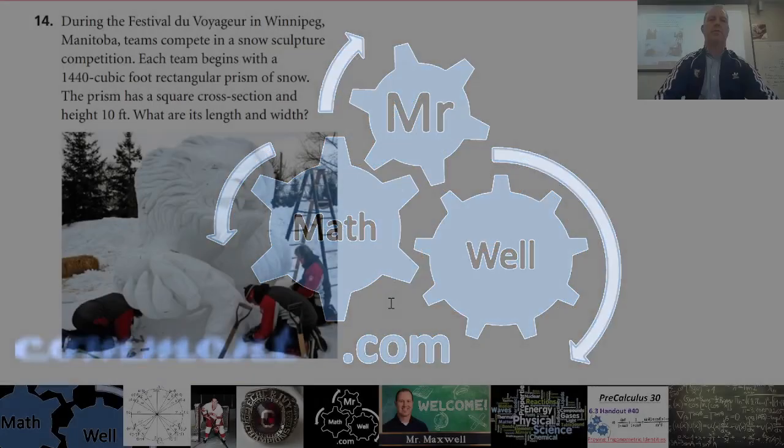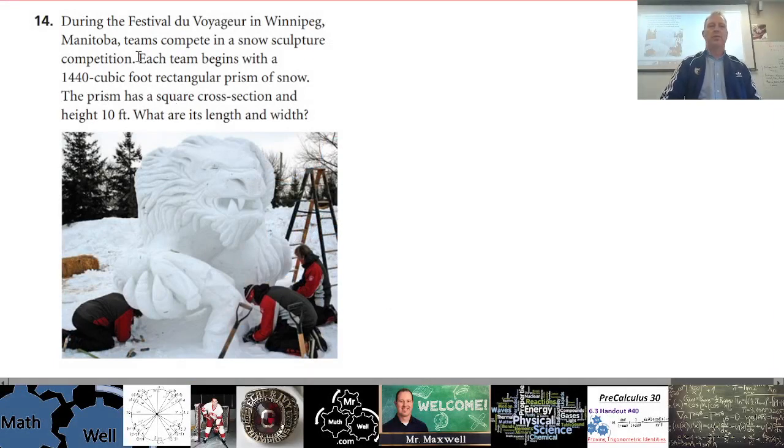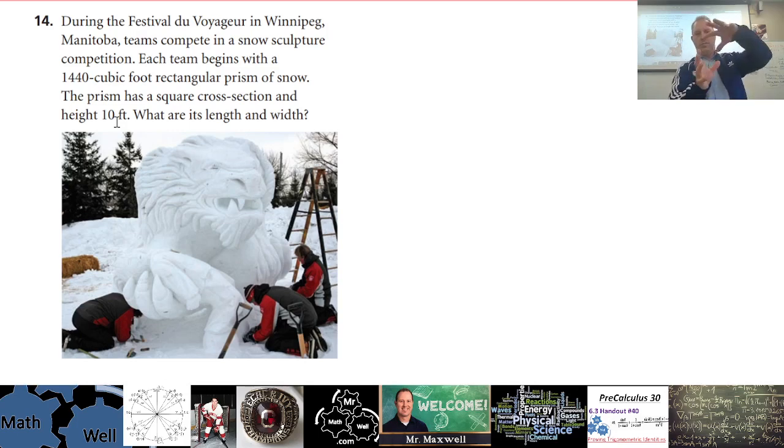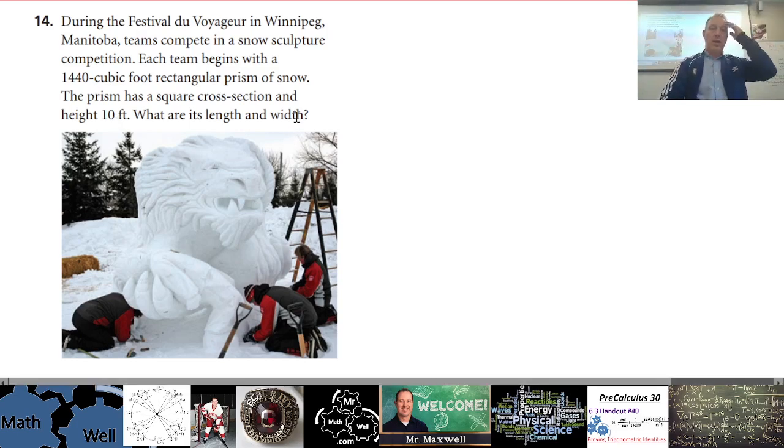All right, 3.2, number 14 says, during the Festival de Voyageurs in Winnipeg, Manitoba, teams compete in a snow sculpture competition. Each team begins with a 1,440 cubic foot rectangular prism of snow. The prism has a square cross-section and a height of 10 feet. So square cross-section, if you were to cut it and pick it up and look at what you cut there, that's a cross-section.